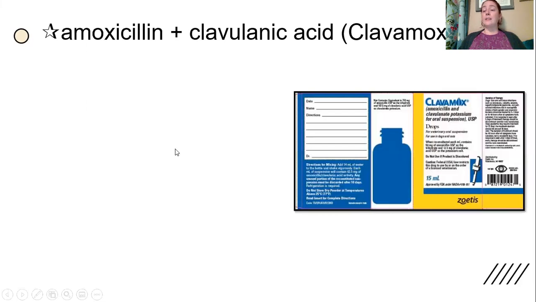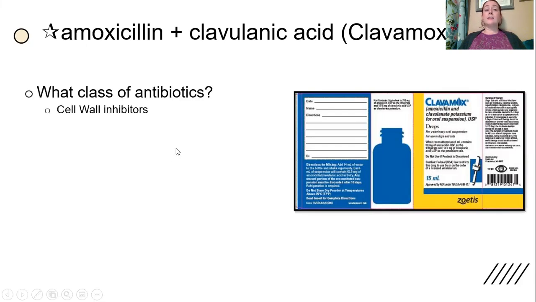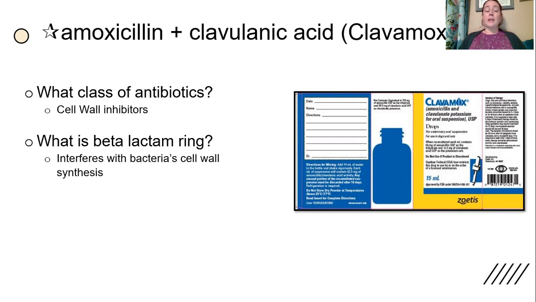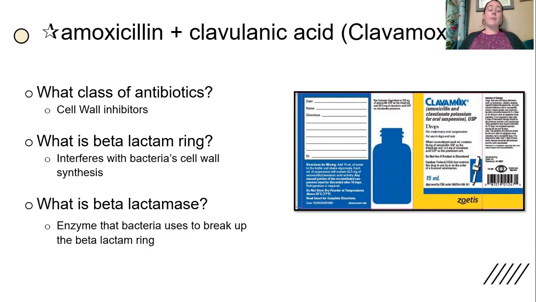Amoxicillin and clavulanic acid, also called Clavamox. This is going to be a cell wall inhibitor as well. A beta-lactam ring is what's going to interfere with the bacteria's cell wall synthesis. And beta-lactamase is what the bacteria makes. It's an enzyme that the bacteria makes in order to destroy the beta-lactam ring. So we potentiate the penicillin in order to make it stronger and prevent beta-lactamase from acting on the beta-lactam ring. So we're outsmarting the smart bacteria.